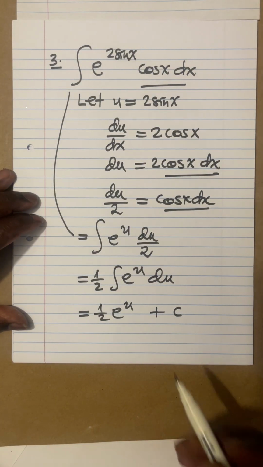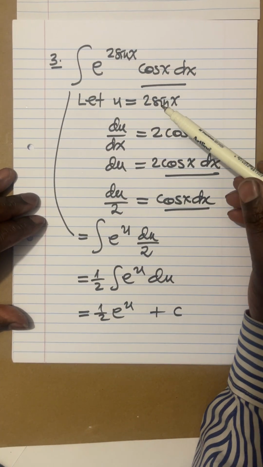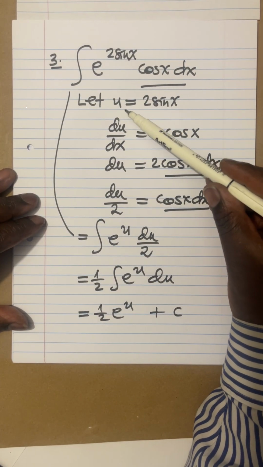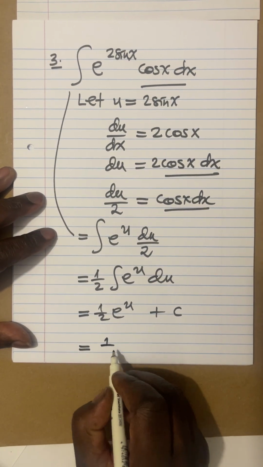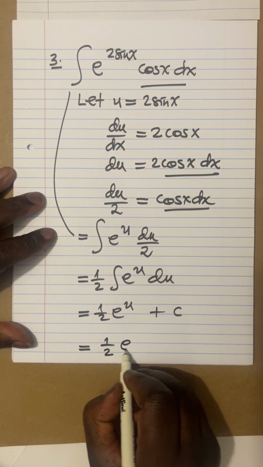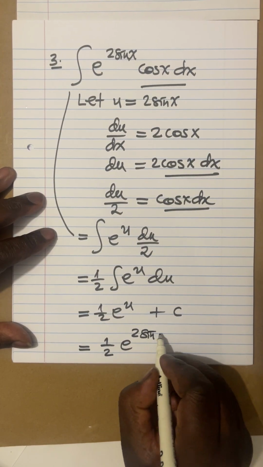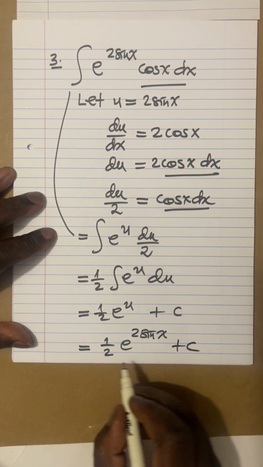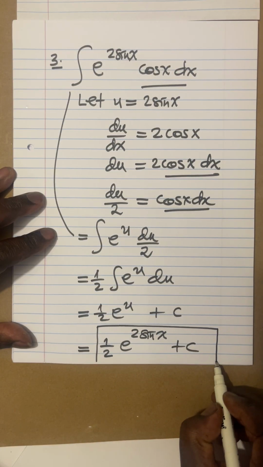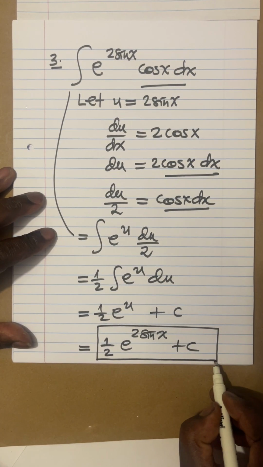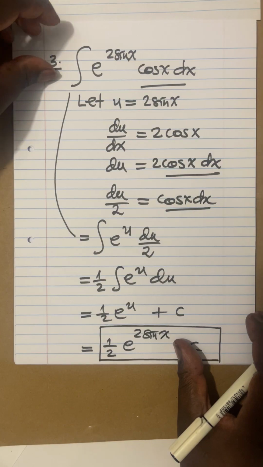Now what is the connection between u and our original variable? u is equal to 2 sine x. So this must go back to our original variable, which is half e to the power 2 sine x, and then plus c. So this is our final solution to our integral number 3. Right, let's move on to our integral number 4 for today.